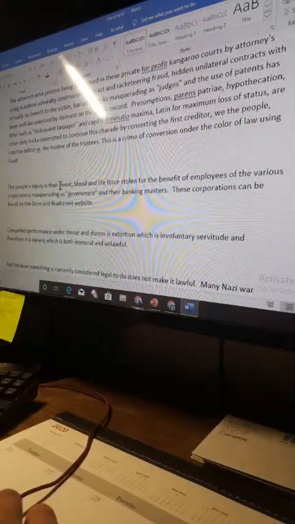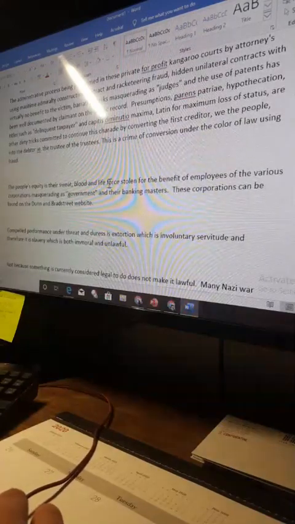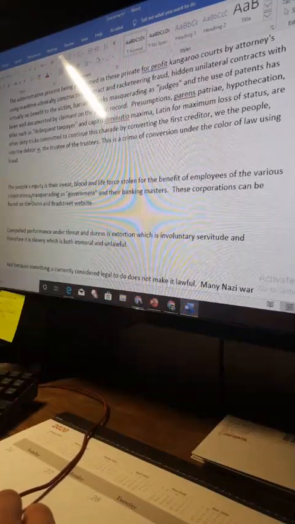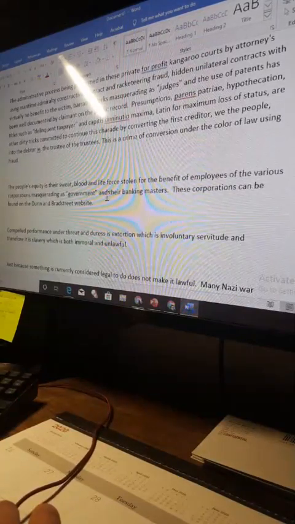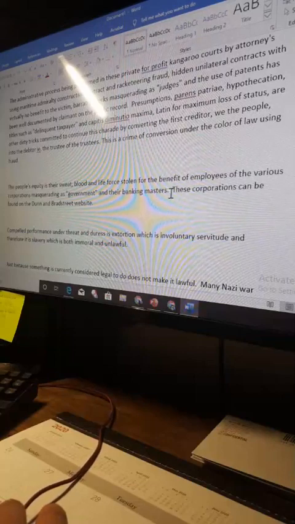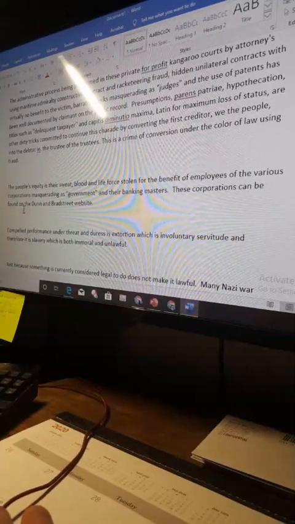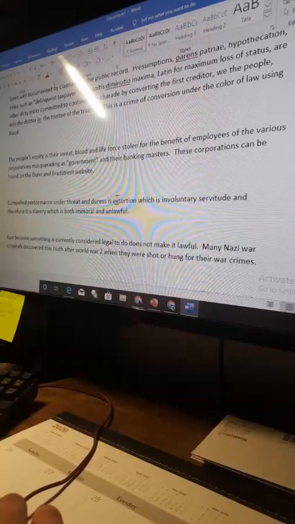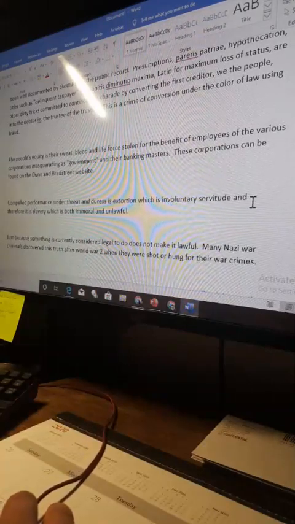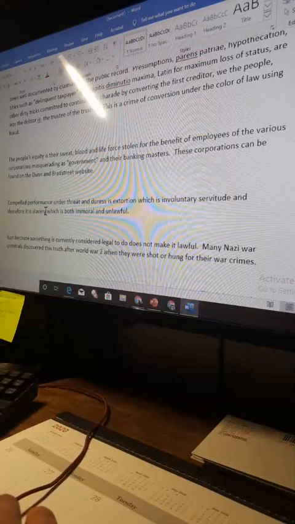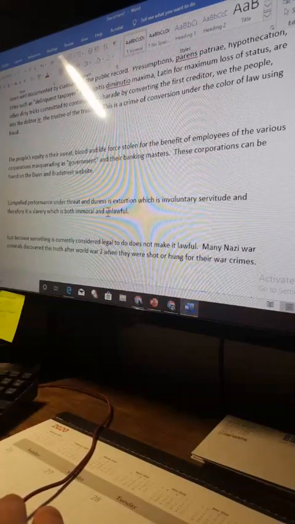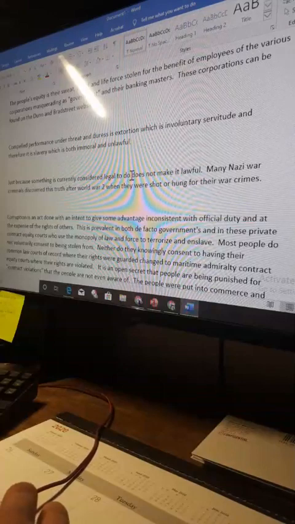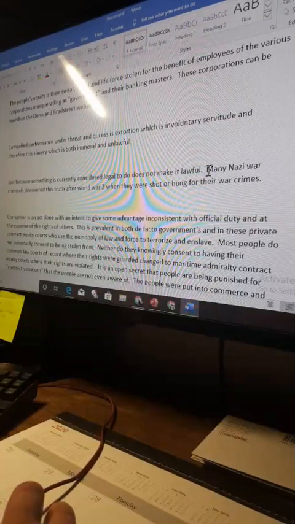The people's equity is their sweat, blood, and life force stolen for the benefit of the employees of the various corporations masquerading as government and their banking masters. These corporations can be found on the Dun & Bradstreet website. Compelled performance under threat and duress is extortion, which is involuntary servitude, and therefore it is slavery, which is both immoral and unlawful. Just because something is currently considered legal to do does not make it lawful.